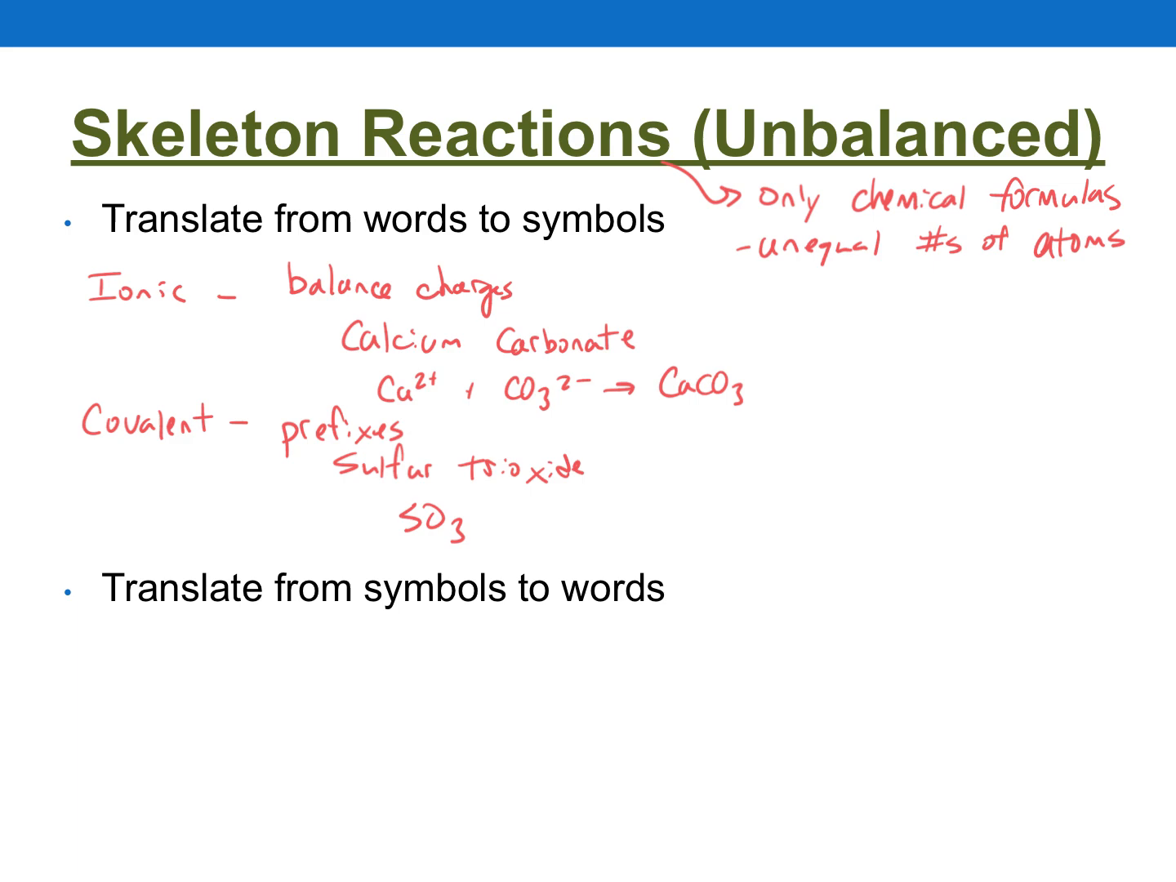What about translating from symbols to words? Well, this is the opposite of words to symbols. If I give you a chemical reaction in symbol form, you need to write out a sentence that takes the chemical symbols and converts them to words. For ionic substances, these might end in -ide or -ate. We need to remember our polyatomic ions. For transition metals, they may include Roman numerals. And for covalent substances, we need to include the prefixes.